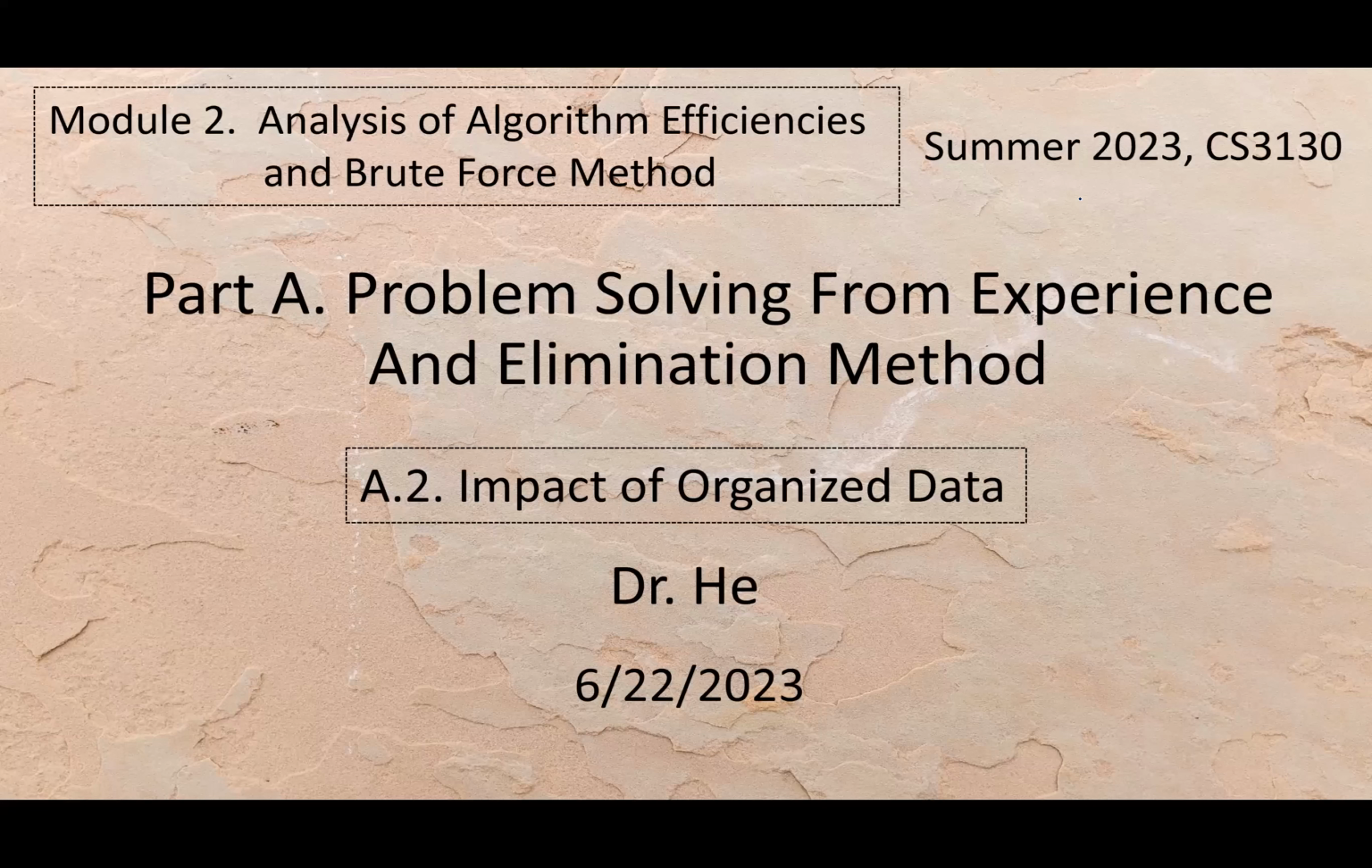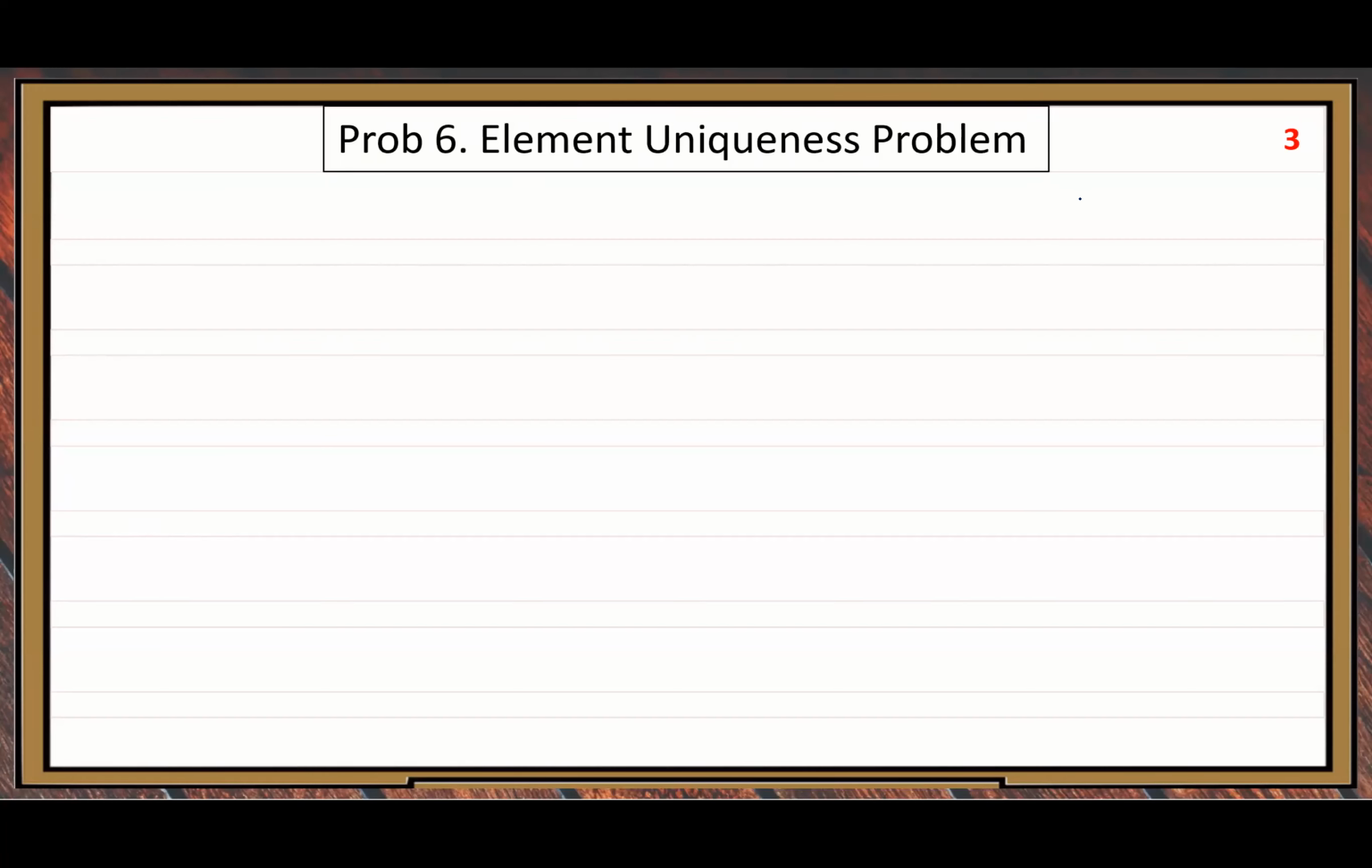Next topic, 8.2, impact of organized data. When we pay some cost to organize our data, there is a cost you need to pay. You need to look at the benefit. Is the benefit big enough to cover your costs, to make your investment worth it? All right, so let's look at our question number 6.